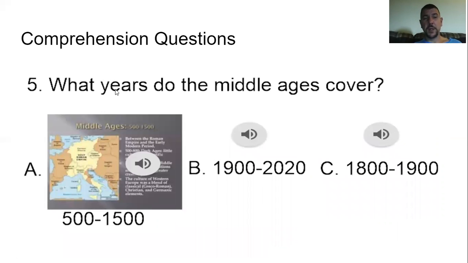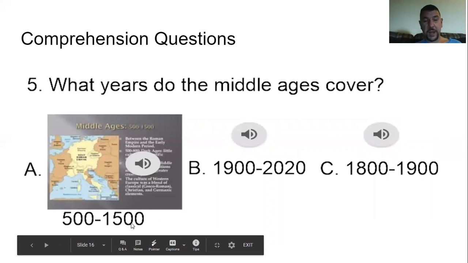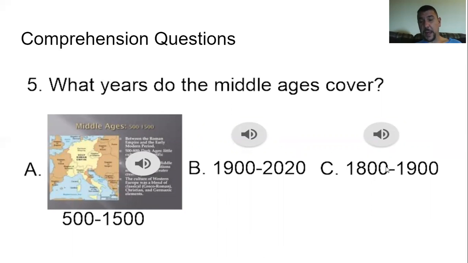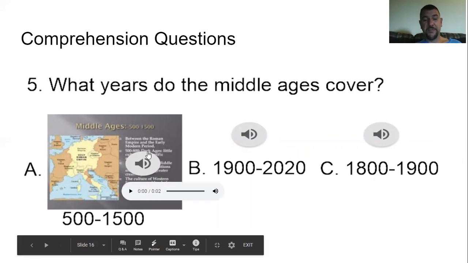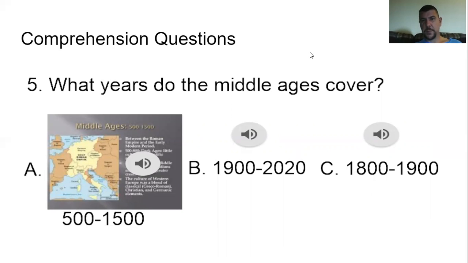And number 5, what years do the Middle Ages cover? A, 500 AD to 1500 AD, B, 1900 to 2020, or C, 1800 to 1900? The answer is A, 500 AD to 1500 AD. That's what the Middle Ages cover, 1,000 years. Ding, ding, ding. We have a winner.